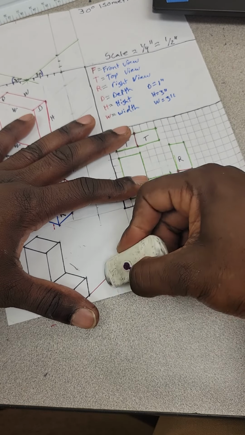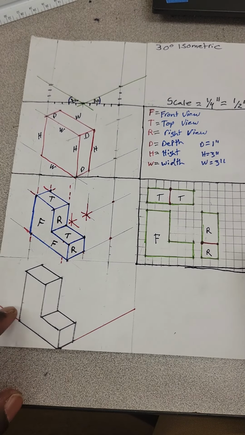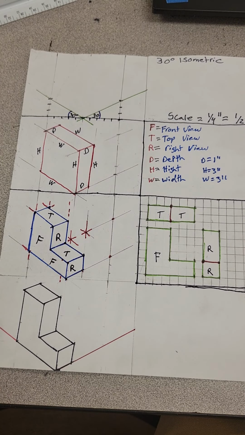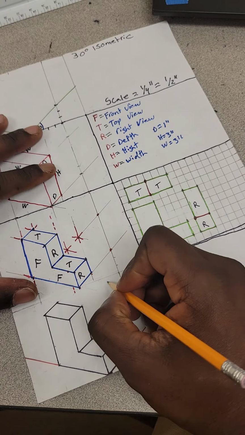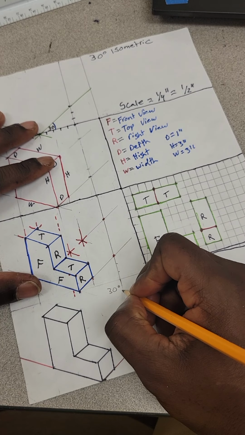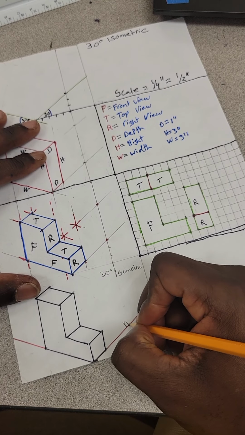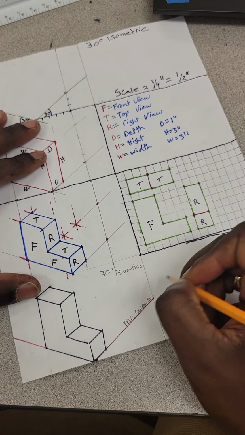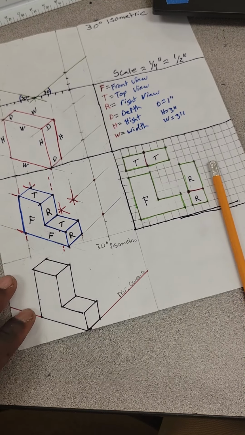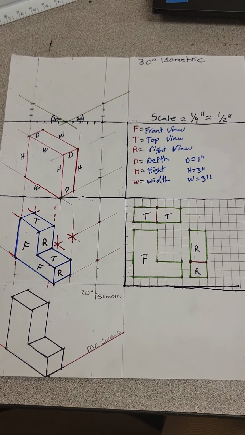So, anywho, this is basically, again, man, you transfer everything down to the next one to create the final product. This is your final product over here. And this is the scale again, on a 30-degree angle, isometric. There you have it. 30 degrees, isometric.